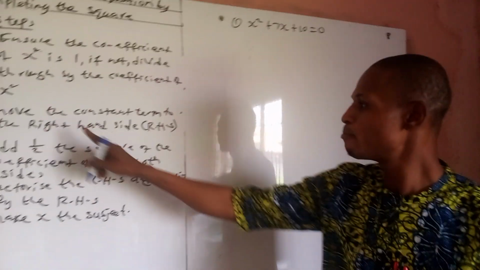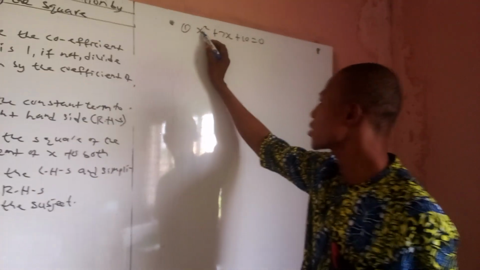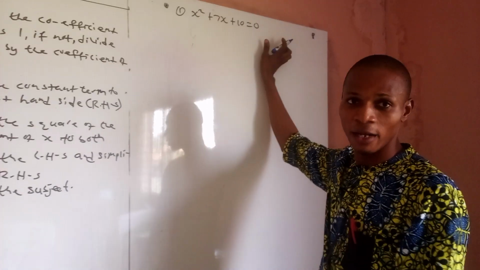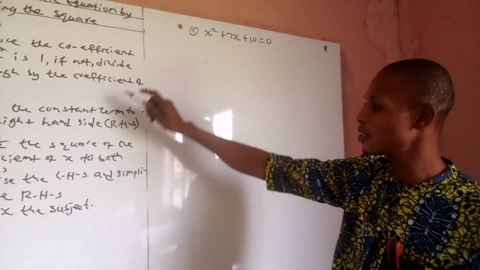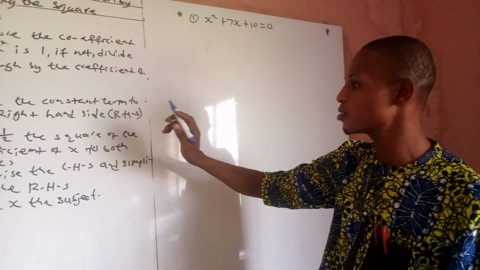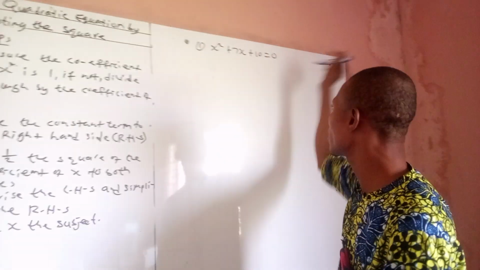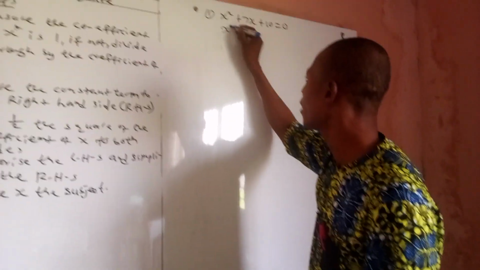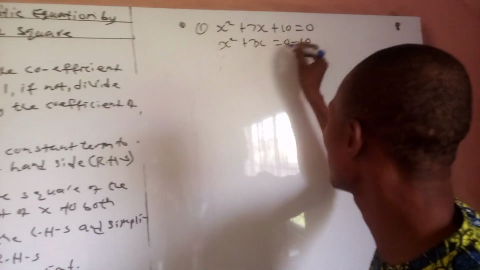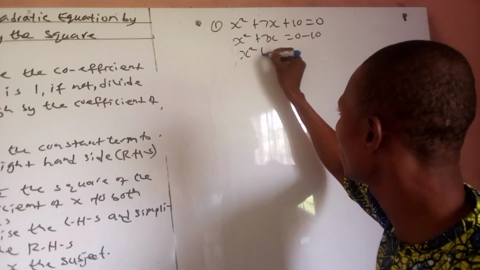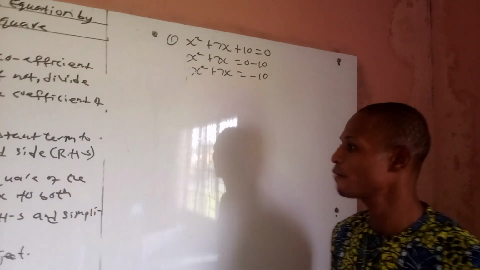The next step, move the constant term to the right hand side. This is the constant term, so move it to the right hand side. We have x squared plus 7x equals 0 minus 10. So we have x squared plus 7x equals minus 10. We have done this step 2.